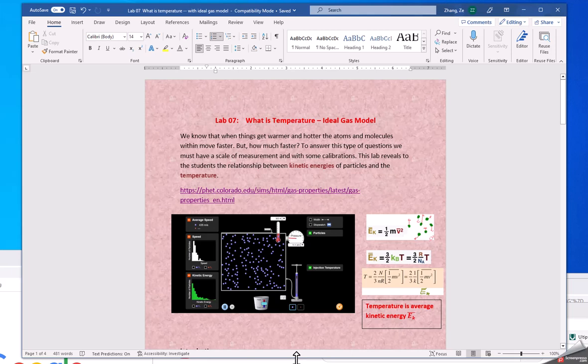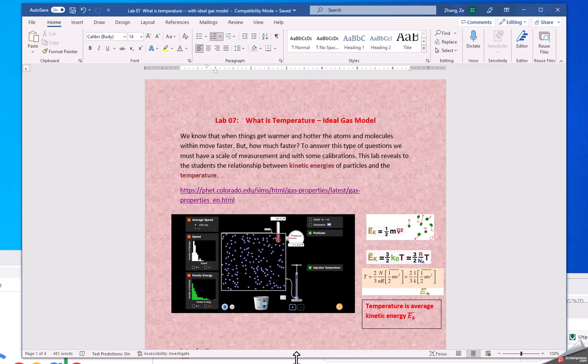Hello, everyone. This is Lab 7. We are going to explore what temperature is. You all have thermos. You talk about the temperature, it's cold or hot, and what is temperature exactly? We use the ideal gas model to explore what temperature actually means physics-wise.